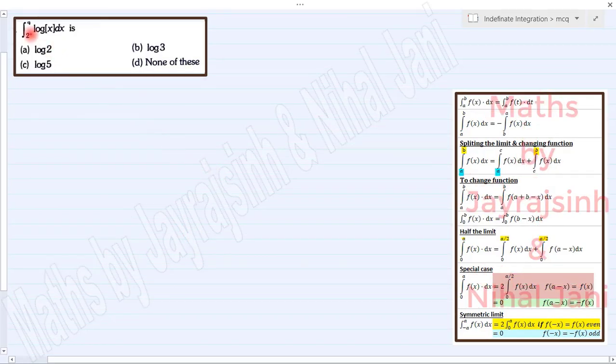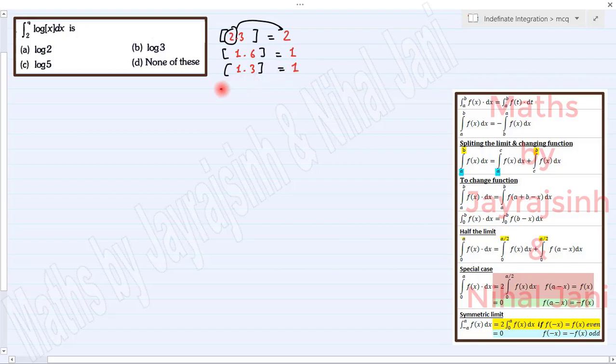Here we have to integrate log of box x from 2 to 4. Now, before we go for integration, let's understand the box function. Box of 2.3 will give us 2, which means the box function only takes integer values. Box of 1.6 will be 1. Similarly, box of 1.3 will be 1.